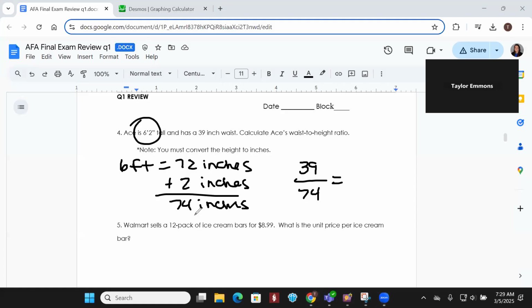When you do this, you should have converted from 6'2" to 74 inches. And then you divide your waist by your height. A lot of us like to flip it. If it's anything bigger than 1 when you divide, then you did it wrong. So when you divide this, you should get about 0.53. Anything over 0.5 is considered unhealthy. Questions on that one?